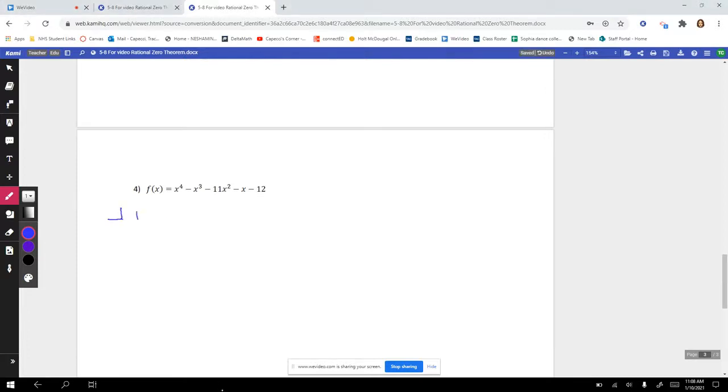So we have 1, -1, -11, -1, and -12. Now remember, we're going to have 4 solutions because our highest power is 4. Possible options we have are 12 and 1, 6 and 2, and 4 and 3. I'm going to slide this down, get that ready to go.